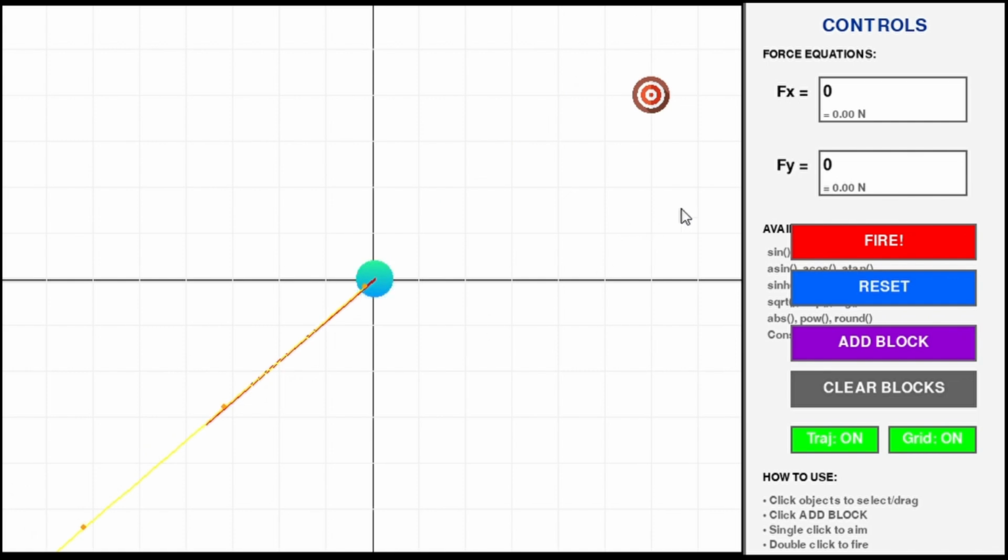What's up guys, welcome back to my channel, and today we are on the third and final project of this month. This game is a projectile game. As you can see, there's a blue dot at the center and a target. Now, at the most basic level, it's just a shooting game. You shoot at the target, you win.